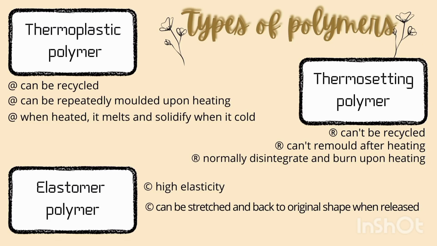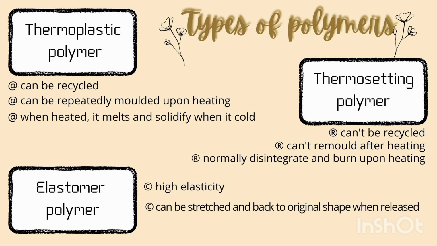So guys, we should know the types of polymers. We have three types of polymer, which are thermoplastic polymer, thermosetting polymer, and elastomer polymer. The thermoplastic polymer can be recycled and can be repeatedly molded upon heating. When heated, it melts and it becomes solid when it cools.